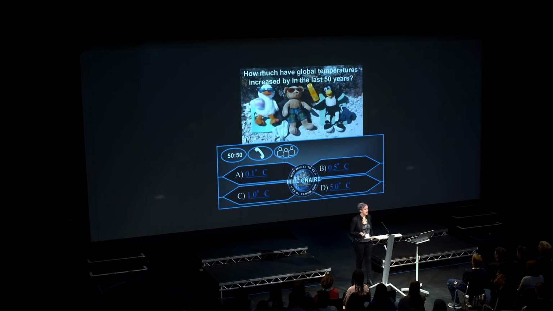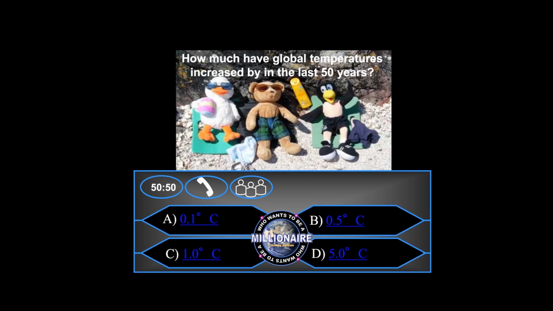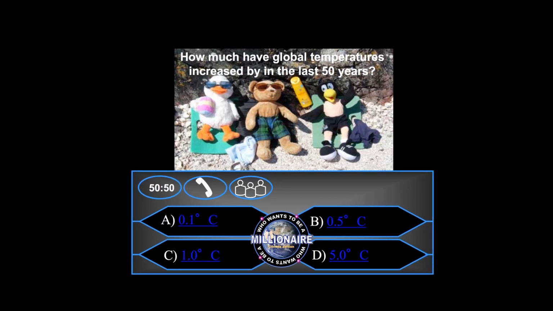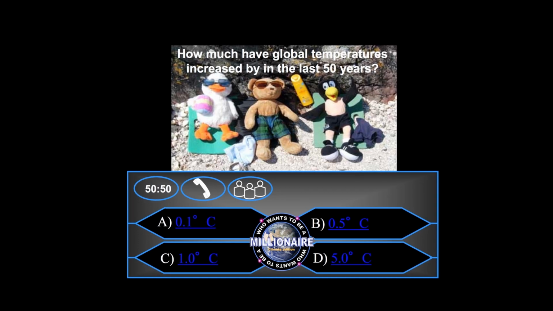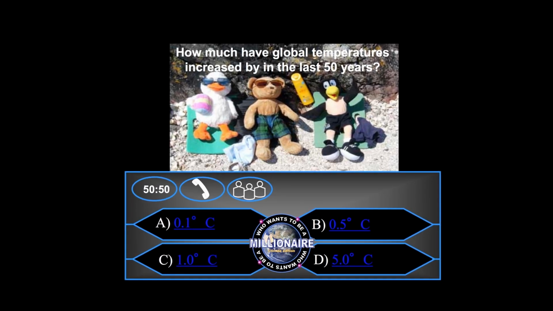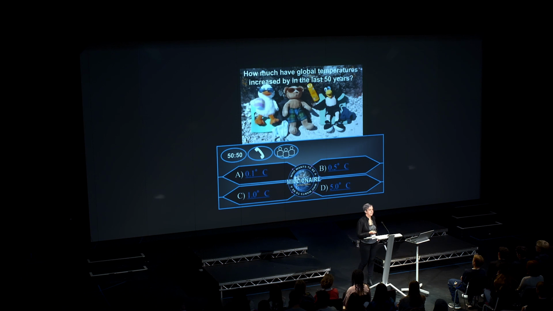Second question: how much have global temperatures increased by just in the last 50 years or so? We've got four answers: 0.1 degrees, 0.5 degrees, 1 degree, and 5. So have a think, 50 years. Hands up for A, 0.1. Couple of people. B, 0.5. A few more here. C, 1 degree. Loads of you saying 1 degree. And D, 5 degrees. A few of you there.